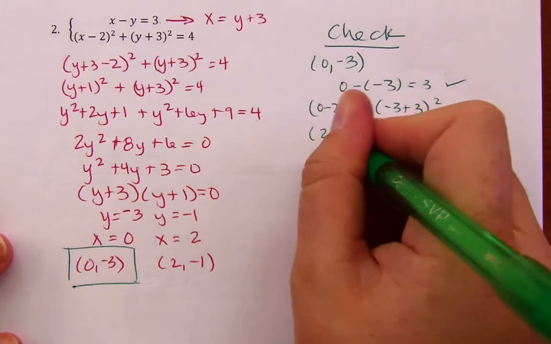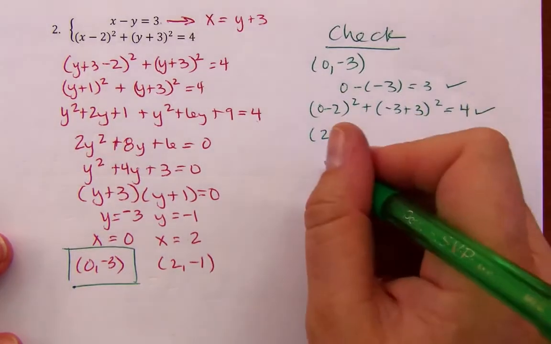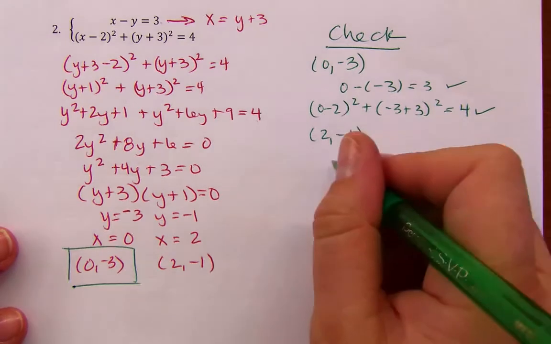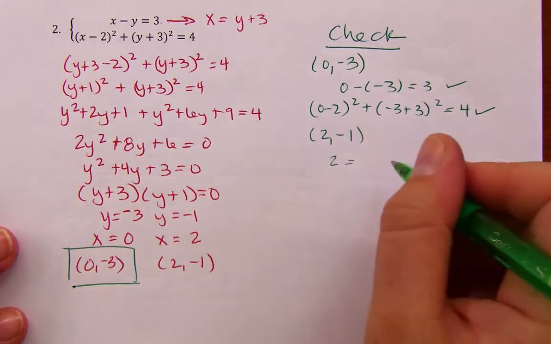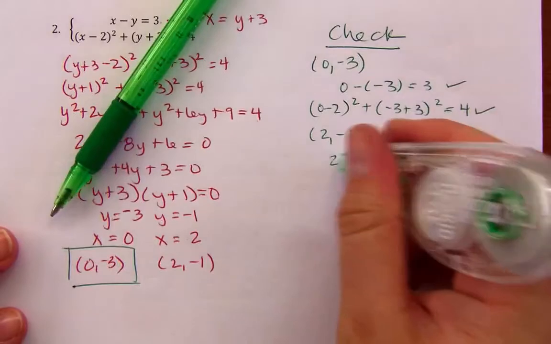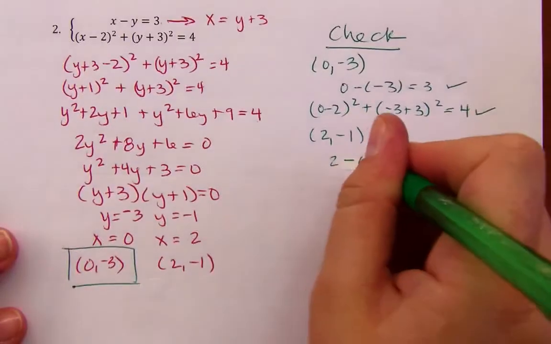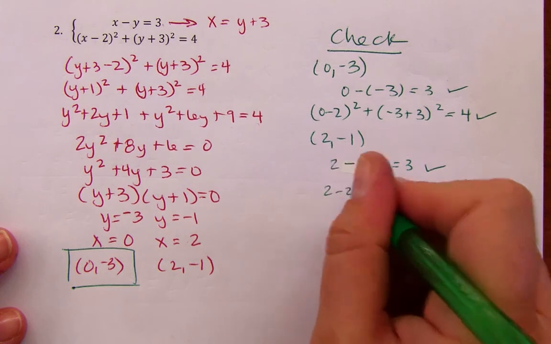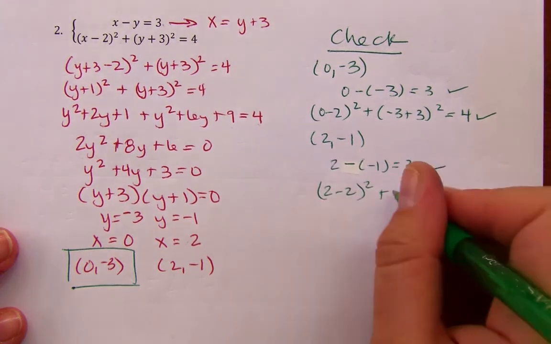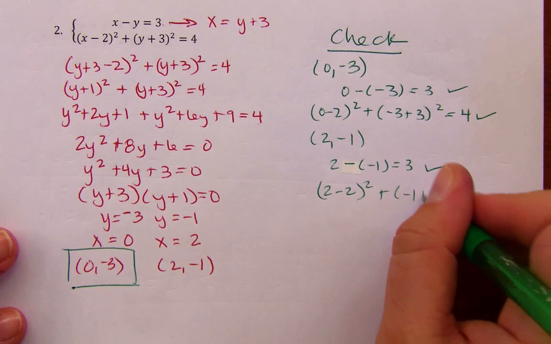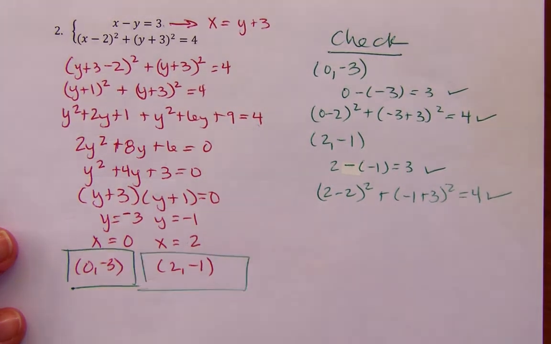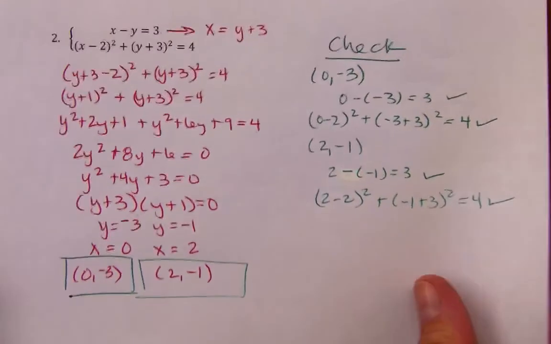And checking (2, -1), we can plug that into the first one. So plugging into the first one, we get 2 minus -1 equals 3, and that one works. Plugging into the other one, we have 2 minus 2 squared plus -1 plus 3 squared equals 4, and that one works as well. So both of these are solutions. I'm going to go ahead and flip the page now to our next example.